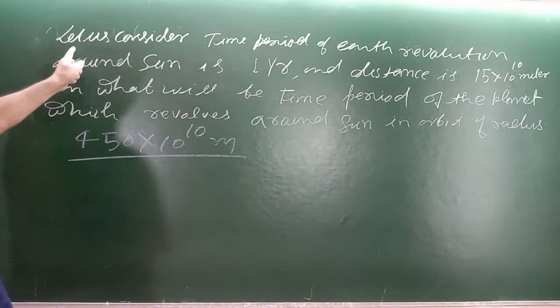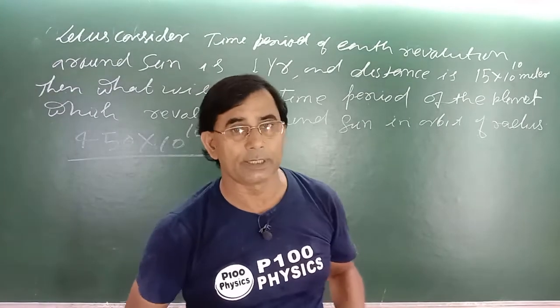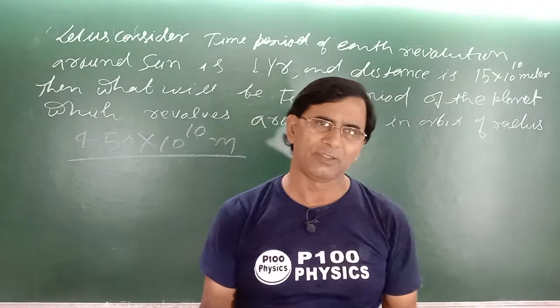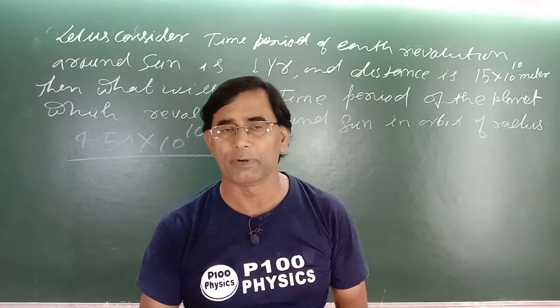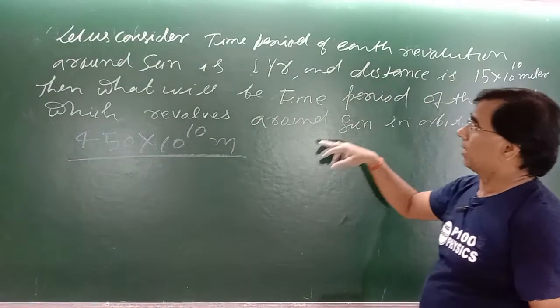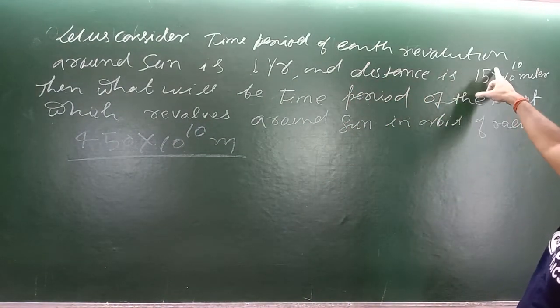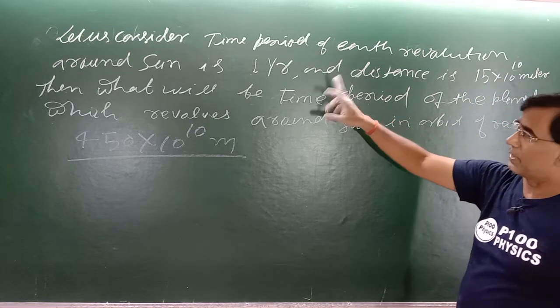My dear, it is given. Let us consider the time period of the Earth is 1 year. Of course, that will be 1 year. In actual practice, that is 1 year. Let us consider the time period of Earth's revolution around the Sun is 1 year.